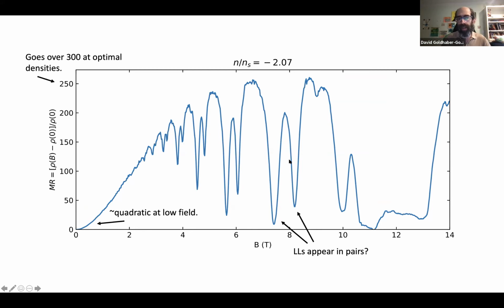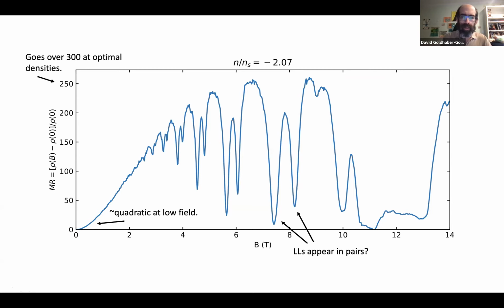I'm not showing this in terms of filling factor, but if I did, this would be an integer filling factor, and we'd have features split to above and below that integer filling factor. So that's again very unusual and surprising.